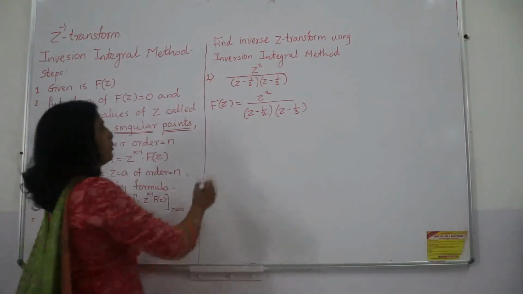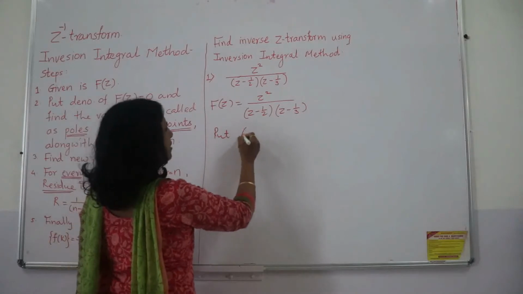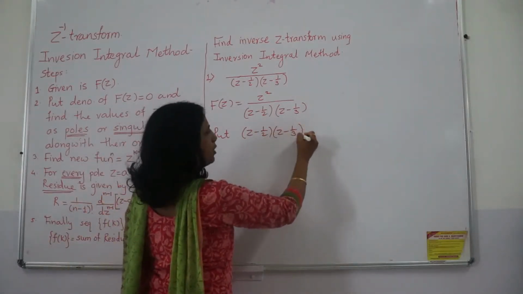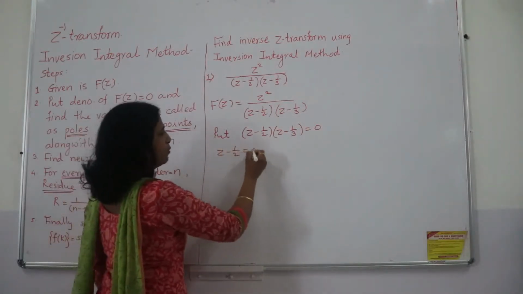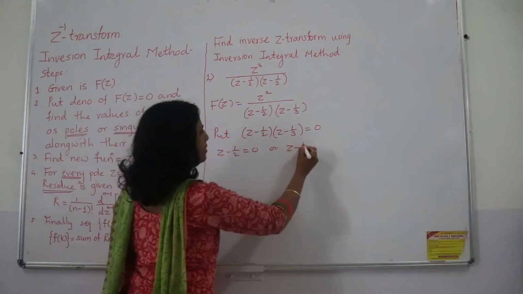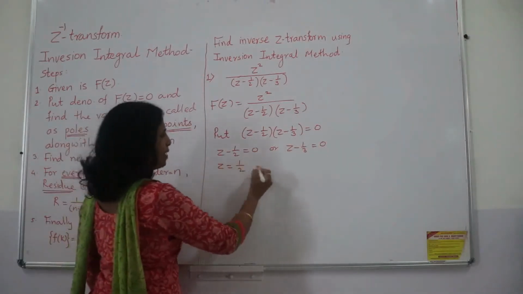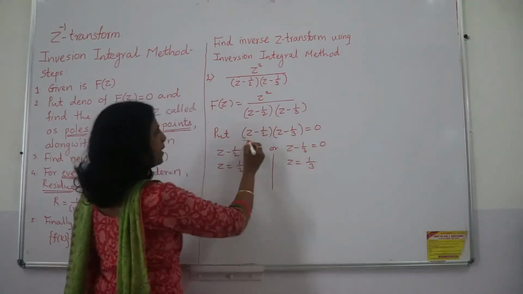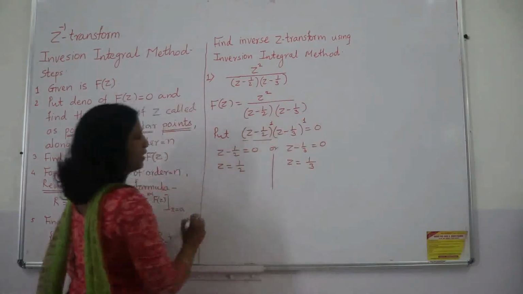Now we will start the process. First of all, put the denominator equal to 0. So (z minus half)(z minus 1 upon 3) equals 0. Solving by the usual method, z minus half equals 0 or z minus 1 upon 3 equals 0, giving z equals half and z equals 1 upon 3. Now see, this bracket appears one time and this bracket also appears one time.